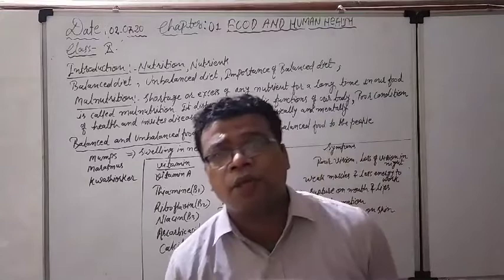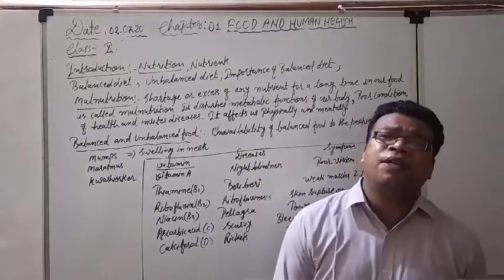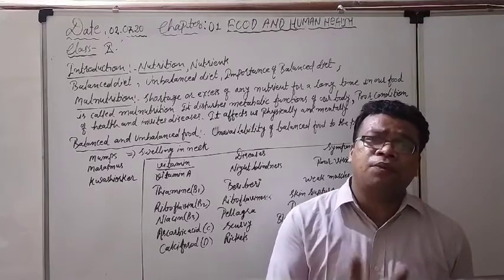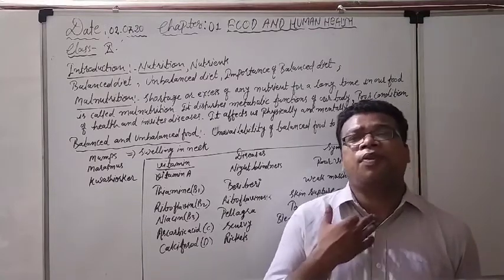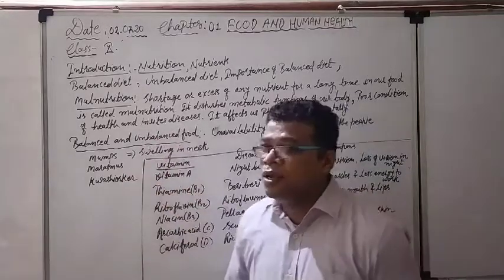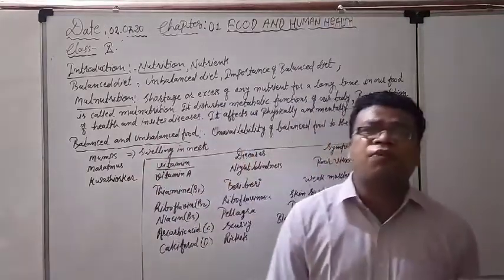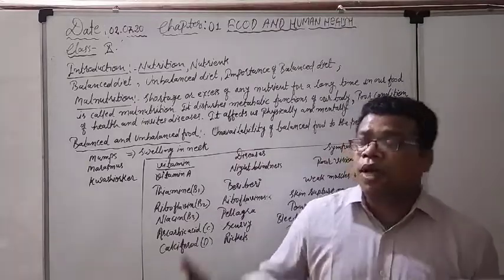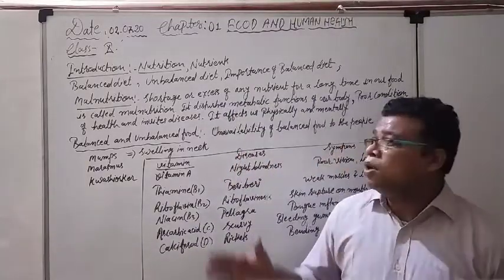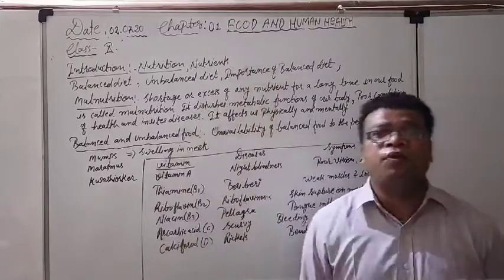If you talk about iodine, very little quantity of iodine is required for us. Why is it important? Because with the deficiency of iodine, we suffer from a disease known as goiter. So actually we have to study so many deficiency diseases also. These come under the category of nutrients.